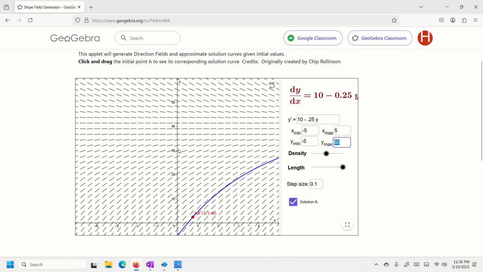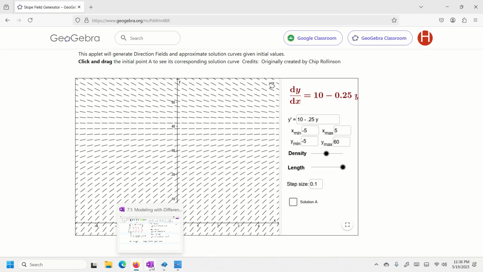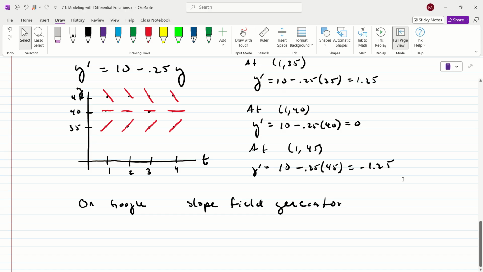So here's the line segments for a y value of 35, the line segments for a y value of 40, the line segments for a y value of 45, right? And if we had some known values for our graph, let me actually copy that.